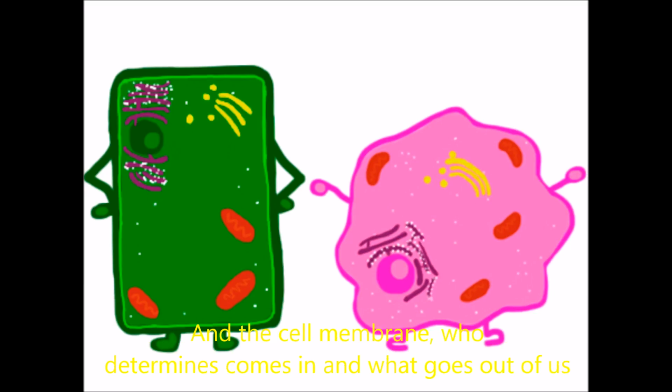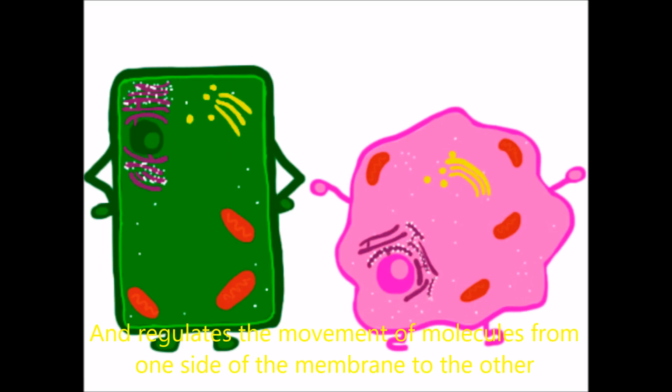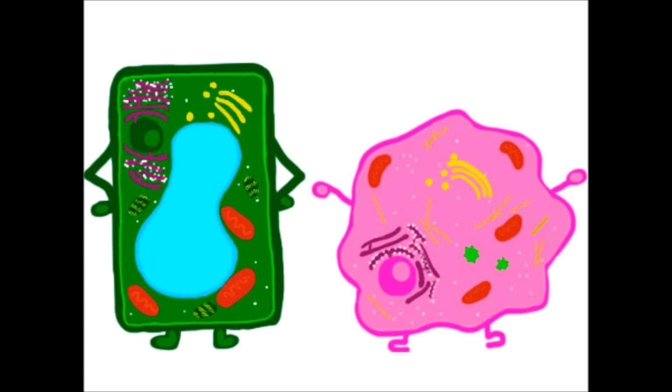within the cell, and the cell membrane, who determines what comes in and what goes out of us, and keeps our internal conditions relatively constant, and regulates the movement of molecules from one side of the membrane to the other. But as I said before, we also have some different friends, organelles.